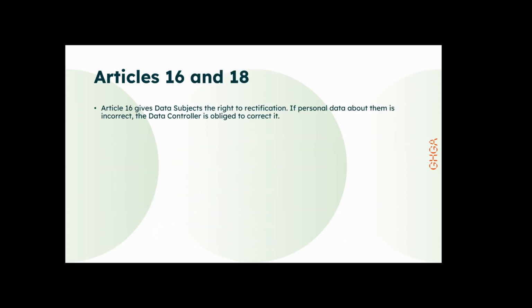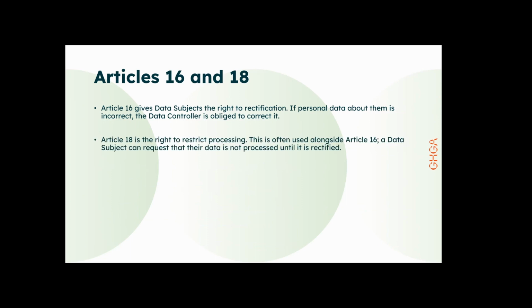Article 16 gives the data subject the right to rectification. So if the data about them is incorrect, the controller is obliged to correct it. And Article 18 is the right to restrict processing. And this is often used alongside Article 16. So you could say, well, I request that you stop processing my data until you've actually rectified the issues with it, the errors.